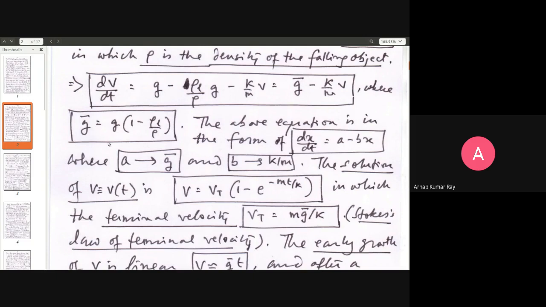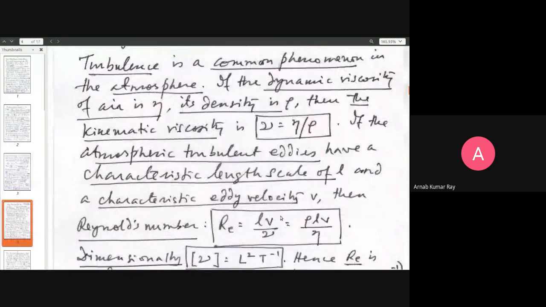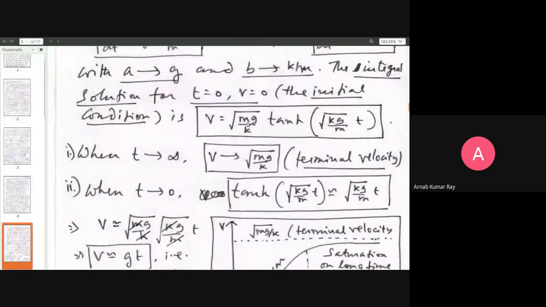The object is being forced upwards, right? So this is what this formula means. Anyway, whatever it is, it's mg by k. But here, in the case of long fall through air, it is not mg by k, it is the square root of mg by k.